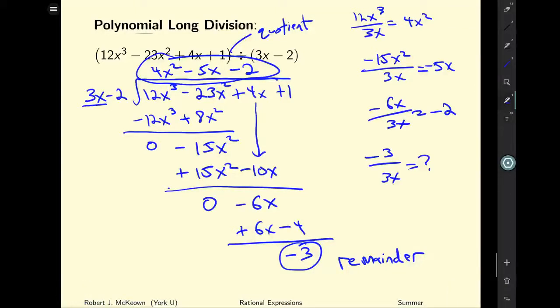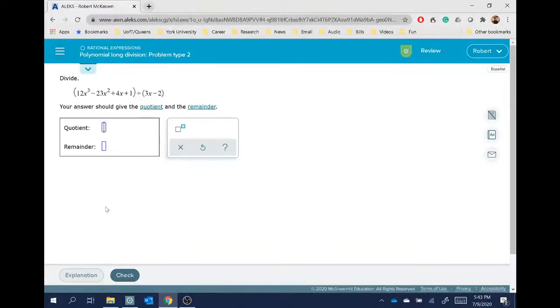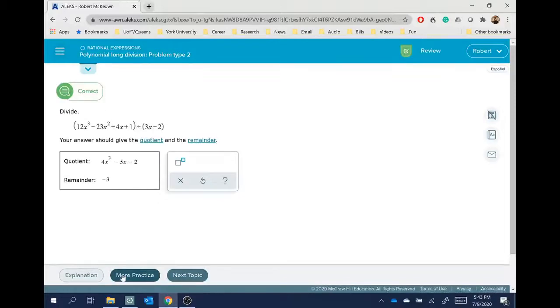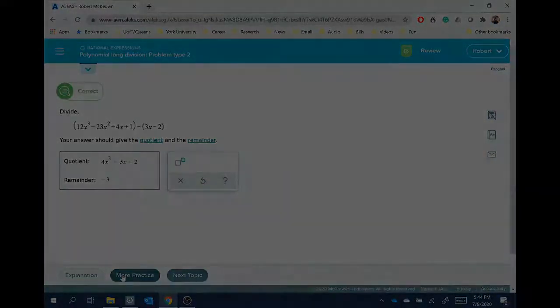So let's plug these answers into ALEKS and see if we got the right answer. Here we are on ALEKS. 4x squared minus 5x minus 2. And our remainder is minus 3. So I'll click the check button and let's see if I did it correctly. And I did. It would have been very easy for me to make a sign error, so I'm a little bit relieved to see the correct icon, but we did it.